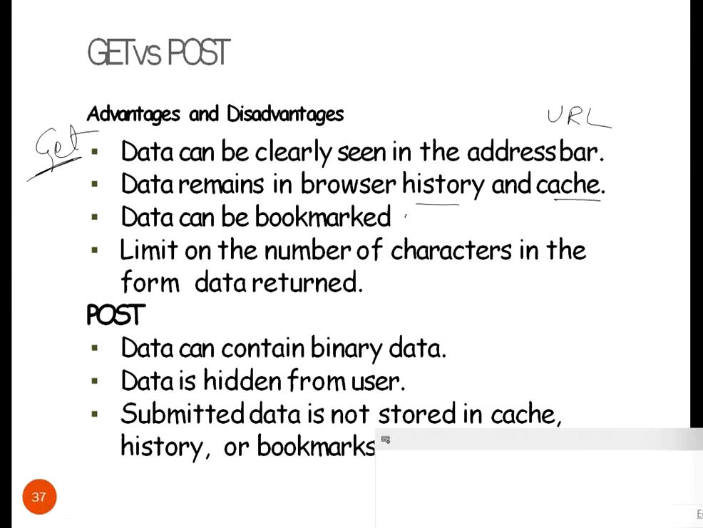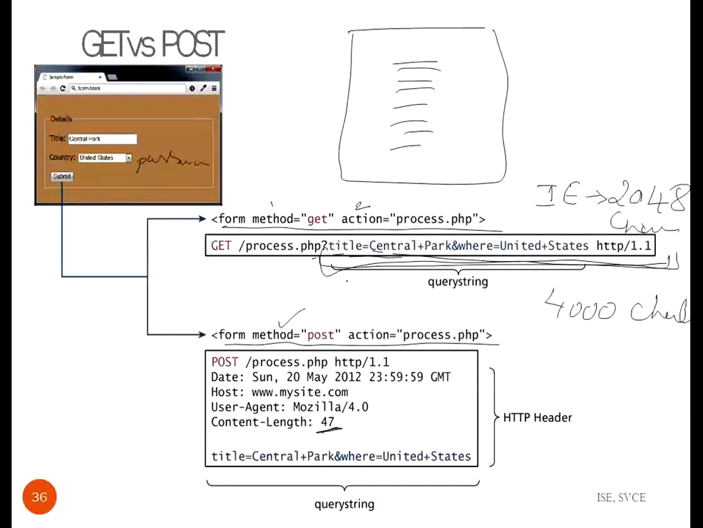So data can be bookmarked. Normally we'll do the bookmarking of that particular page. When you do the bookmarking, the content will be saved. Whatever data is entered is going to be saved if it is a get method. And also there is one more limitation with respect to the get method. It limits the number of characters in the form data entered. So that's what I was explaining here. This is with respect to only the get method.